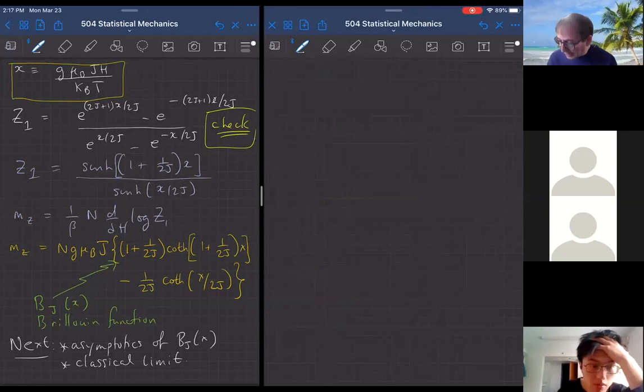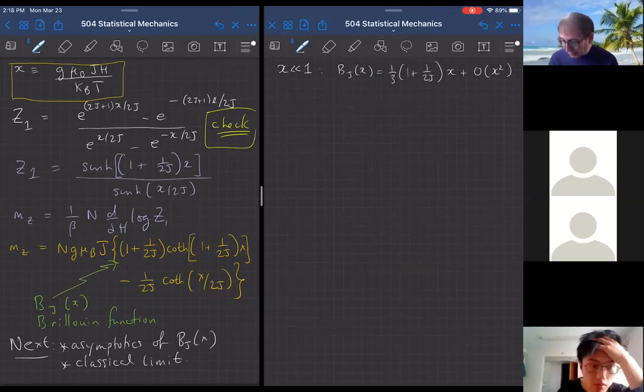So first of all, let's sketch what the function looks like. Let me just look at the small x asymptotics. So for small x, what do we get? Then I can simply do a power series expansion. So what I get is that B_j of x is equal to 1/3 times (1 plus 1 over 2j) times x, plus higher orders in x. And so that tells us that near the origin it's going to be linear.